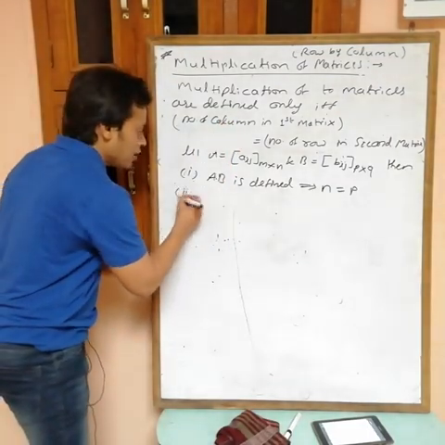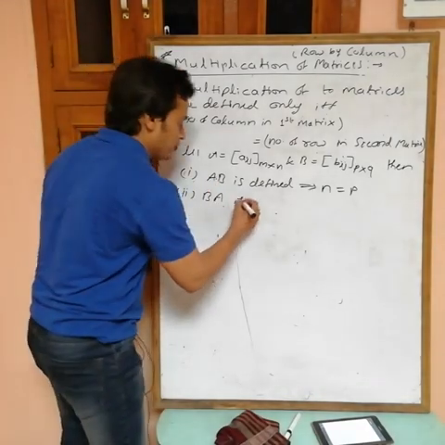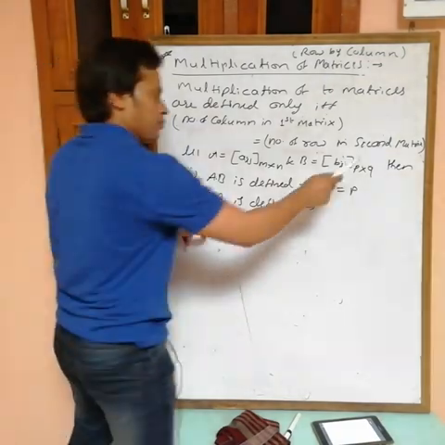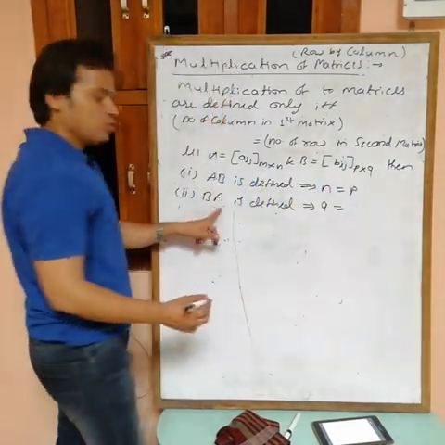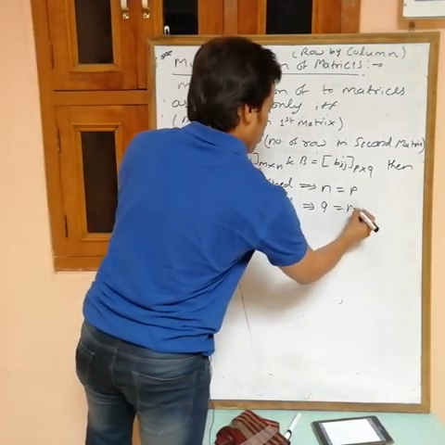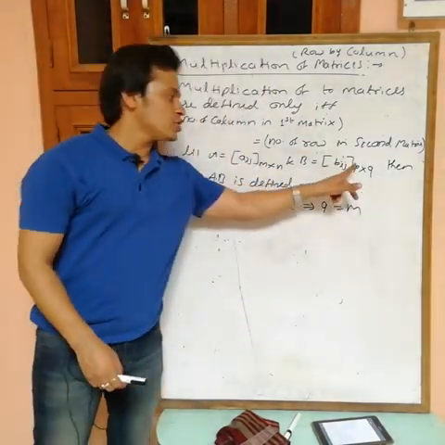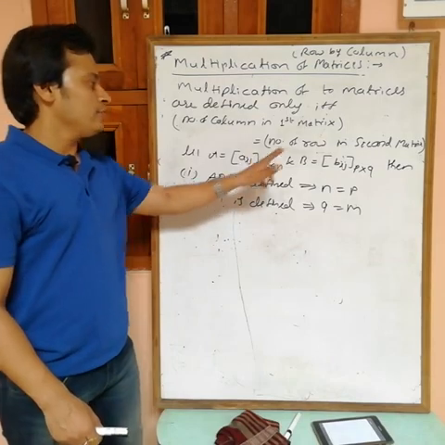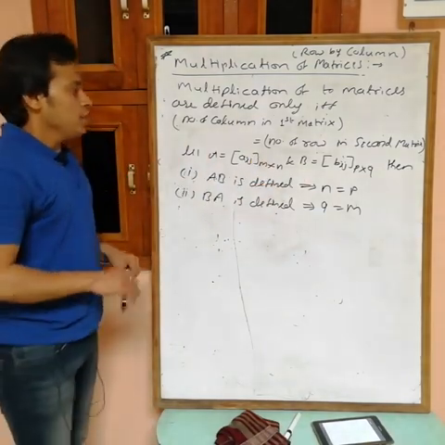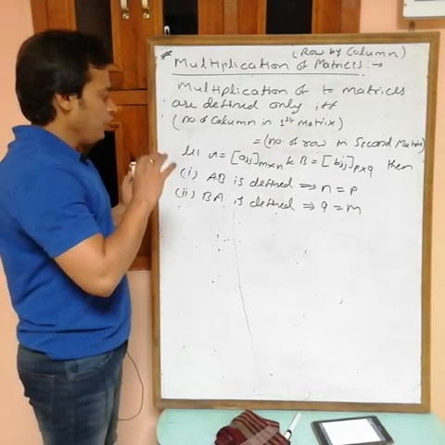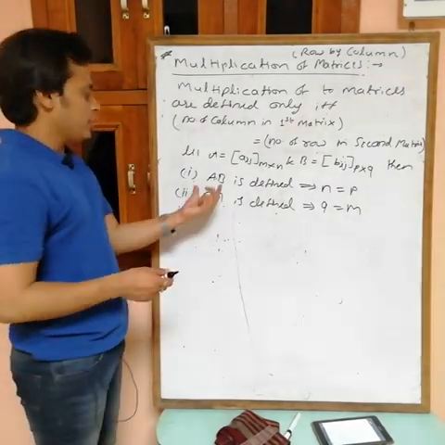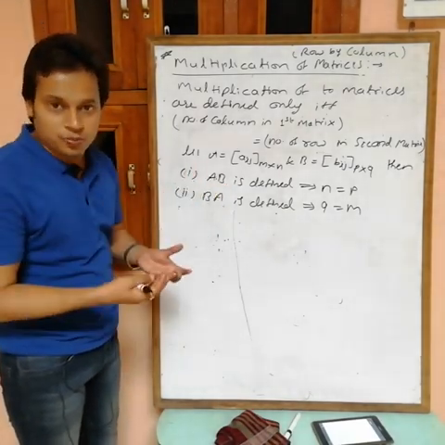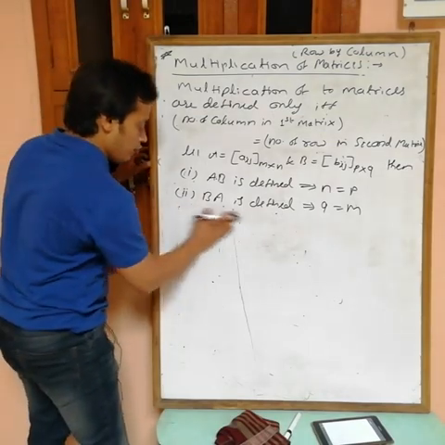Similarly, B into A is defined if the number of columns of B, that is Q, is equal to the number of rows in A, that is m. So if n is equal to P, then A into B is defined, and if Q is equal to m, then B into A is defined. If a product is defined, then after multiplication you will get a product matrix A into B. Now we want the order of this product matrix.